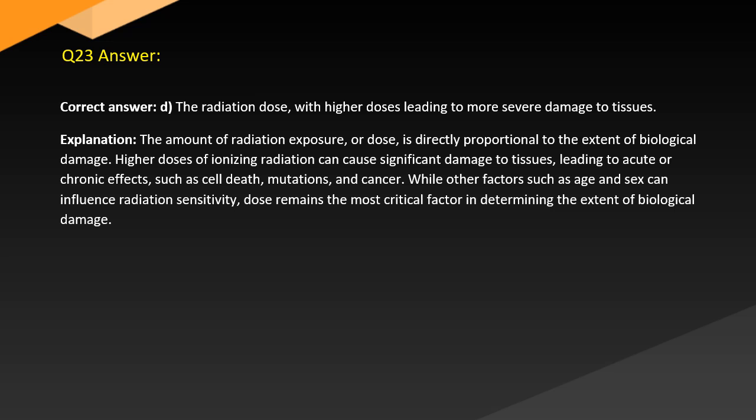Answer. Correct answer. D. The radiation dose, with higher doses leading to more severe damage to tissues. Explanation. The amount of radiation exposure or dose is directly proportional to the extent of biological damage. High doses of ionizing radiation can cause significant damage to tissues, leading to acute or chronic effects such as cell death, mutations, and cancer, while other factors such as age and sex can influence radiation sensitivity. Dose remains the most critical factor in determining the extent of biological damage.